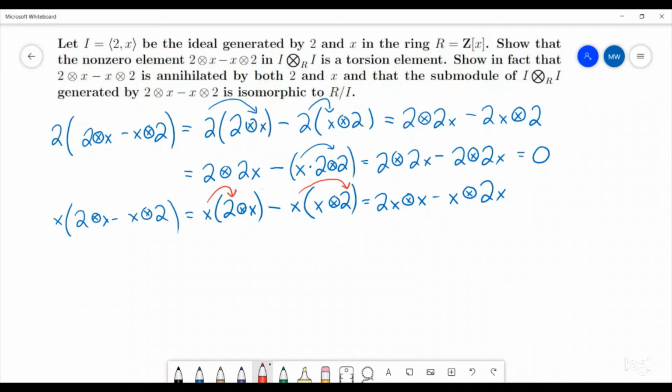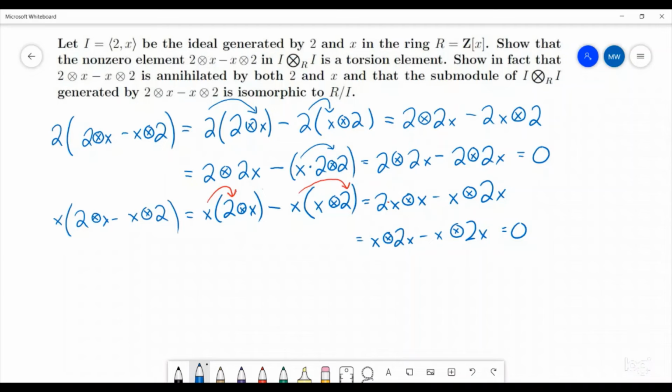Now remember, this 2, that is also in Z adjoin x. So that means what we can do is we can then say that this is equal to x tensor 2x minus x tensor 2x, which goes to 0. So there we go. That's how we're going to go through this, and this has successfully shown that it is annihilated by both 2 and x and is a torsion element.